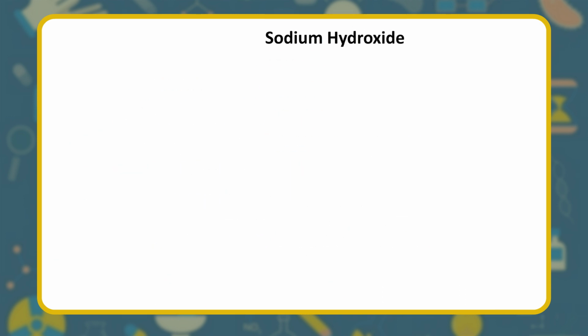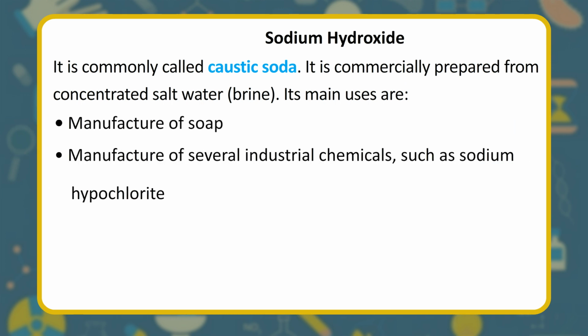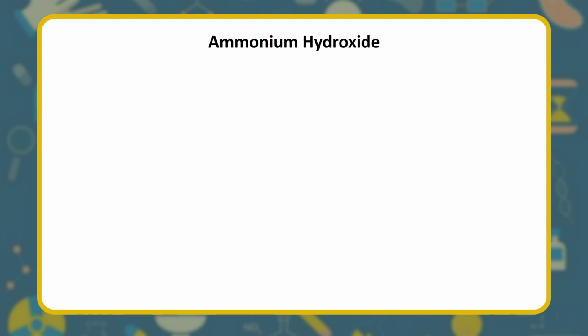Sodium hydroxide is commonly called caustic soda. It is commercially prepared from concentrated salt water, brine. Its main uses are manufacture of soap, manufacture of several industrial chemicals such as sodium hypochlorite, and manufacture of rayon, paper, textile, medicines, etc.